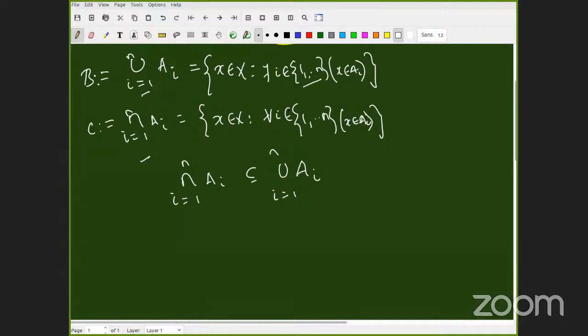Yes, sir. Let X belong to the intersection over i equal to 1 to n of A_i. For all i belonging to 1 to n, X belongs to A_i. Therefore, there exists... No, here is the place I want. Therefore, there exists i such that X belongs to A_i. Which A_i? That's what I want to know. For all i belonging to 1 to n.